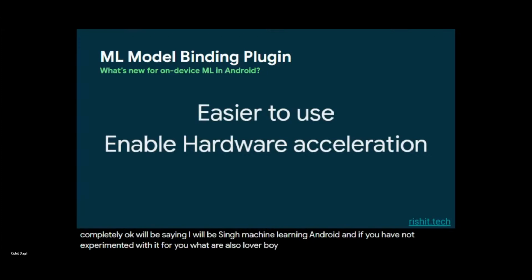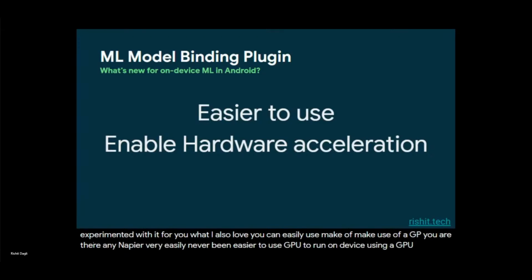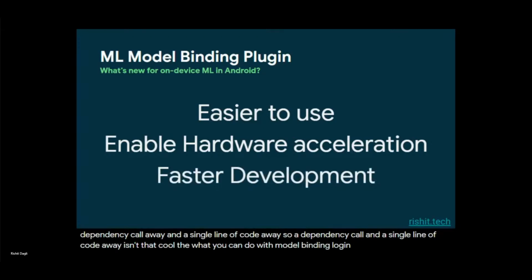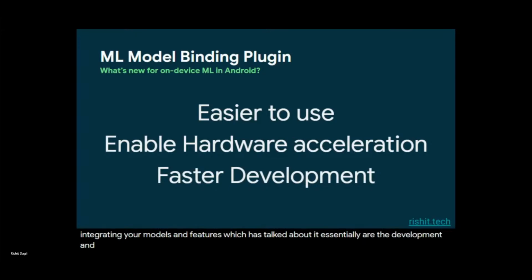What I also love about the model binding plugin is that you can easily make use of GPUs and the NN API, or neural network API. With the model binding plugin, using them has never been easier. Let's say you want to use a GPU to run your model on device. Using a GPU is just a dependency call and a single line of code away. Isn't that cool? And of course, this would make your development a lot faster, with the easy support for integrating your models and the features we just talked about.